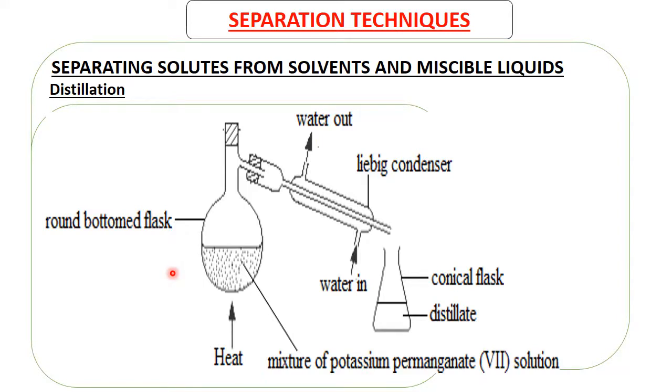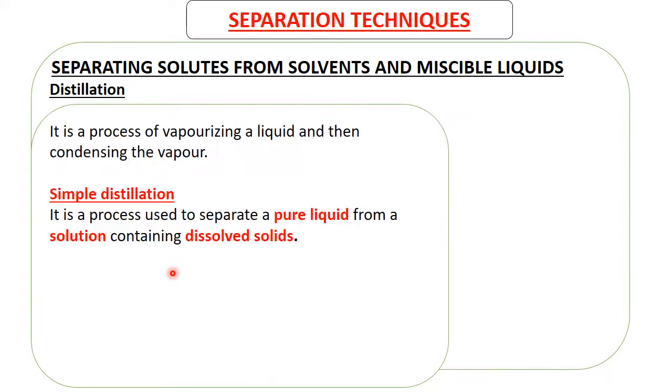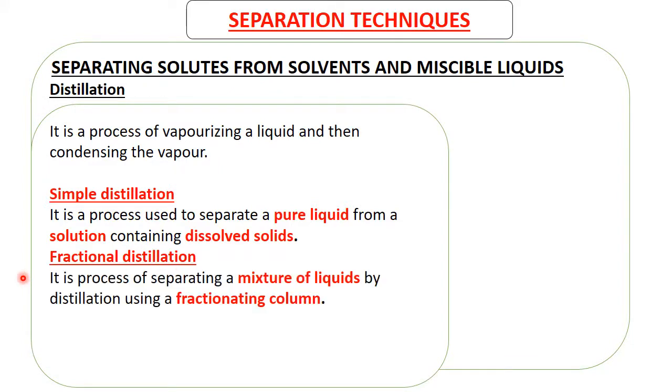So this is everything about simple distillation. The next type of distillation, like I said, is fractional distillation. Fractional distillation can be defined as a process of separating a mixture of liquids by distillation using a fractionating column. Fractional distillation doesn't deal with solutes, but it deals with liquids, miscible liquids. So if you have got miscible liquids, you can separate them using fractional distillation.